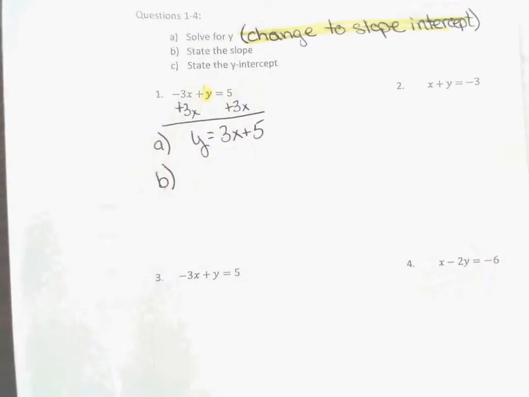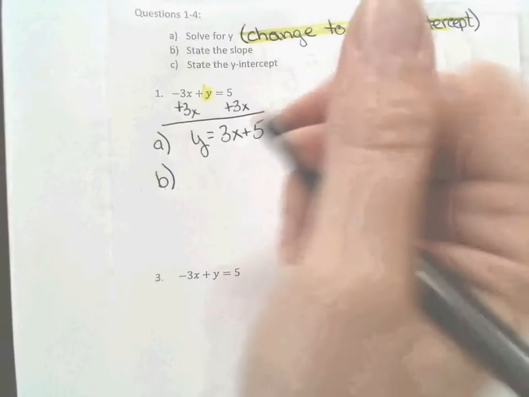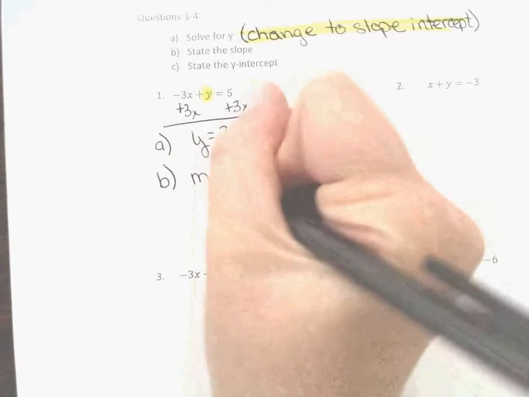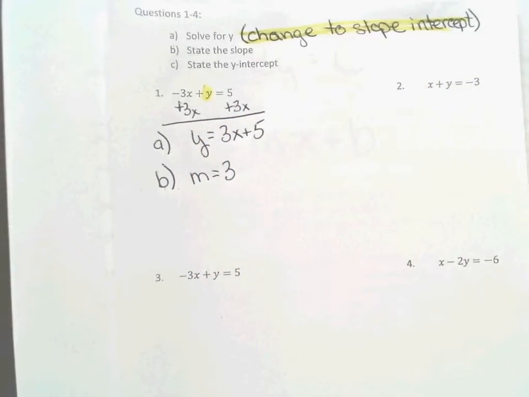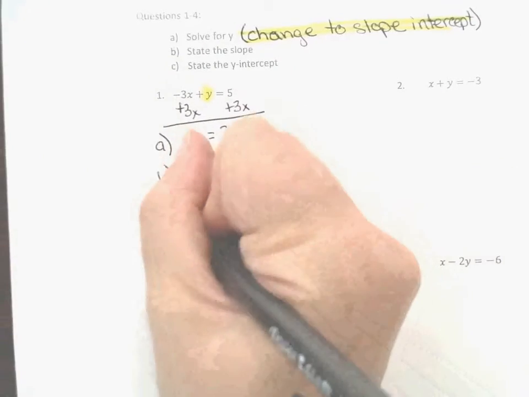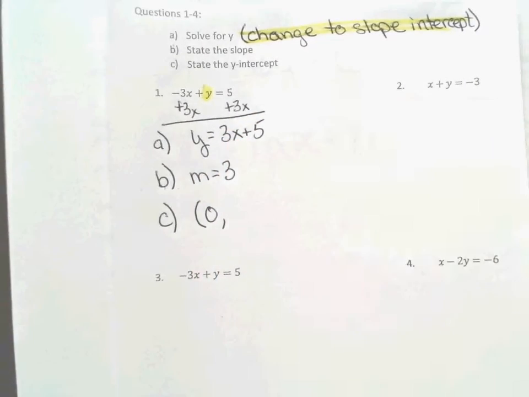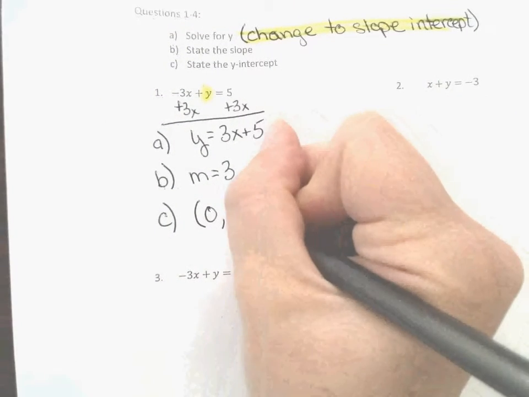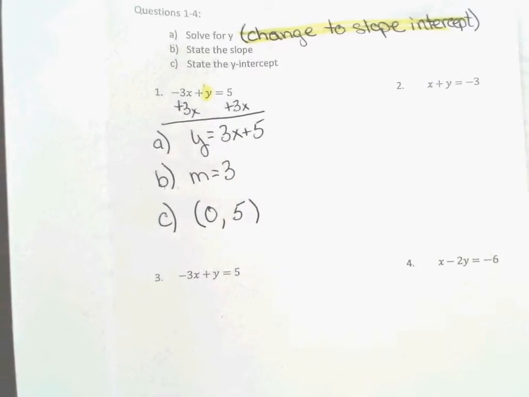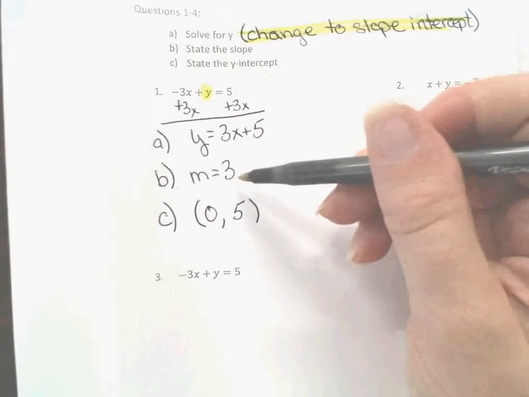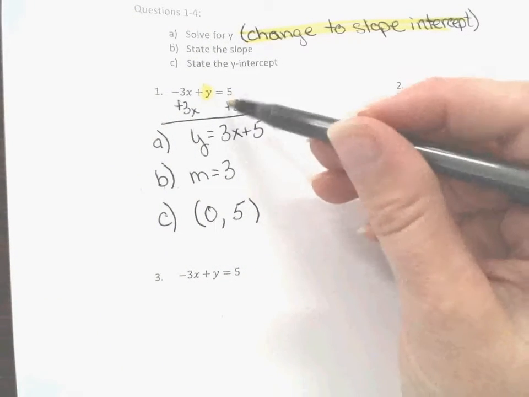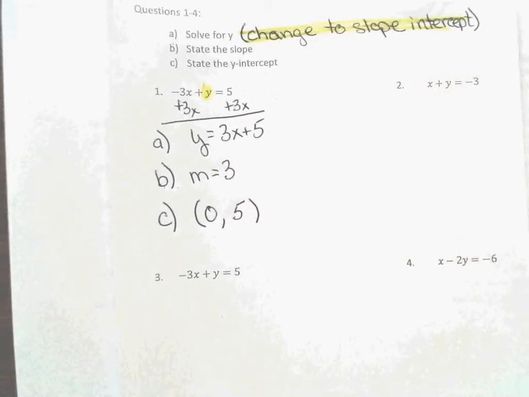Part B is what's your slope? 3 over 1 or just 3. And then C is what's the y-intercept? And we know the y-intercept will have an x value of 0 and the y value will be 5. Okay? So the only new part is changing it to a different form.